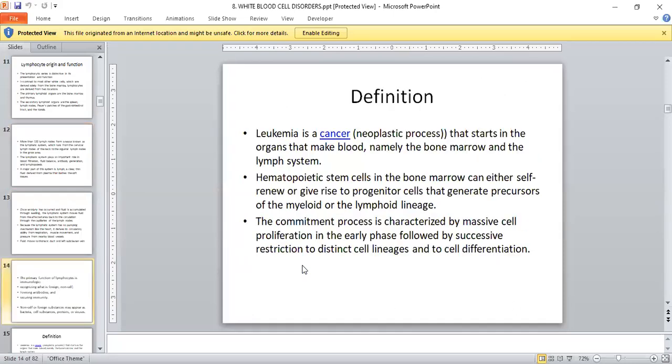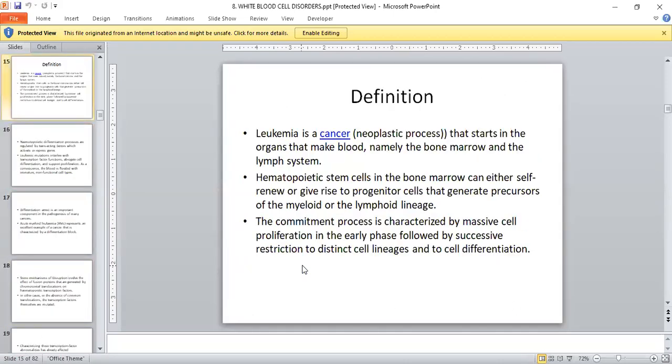Anyway, let's just go to leukemia. Leukemia is a cancer that starts in the bone marrow and the lymph system, the organs that make blood and blood components. Hematopoietic stem cells in the bone marrow can either continue or give rise to progenitor cells that generate precursors. They can make more stem cells, or, as we said in the beginning, choose to go either the myeloid way or the lymphatic way, leading to formation of all these cells.